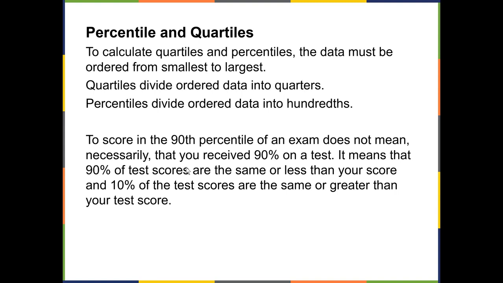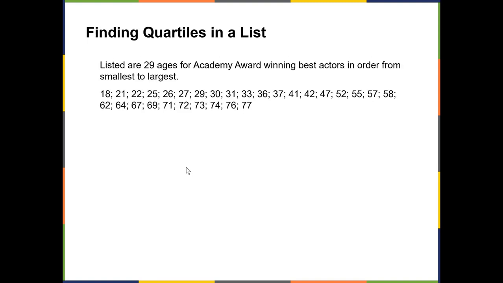Let's talk about percentiles for a second. To score in the 90th percentile of an exam does not mean that you received a 90% on the test. It means that 90% of the scores are the same or less than your score, and 10% of the scores are the same or greater than your test score. We'll talk about that a little bit more later.